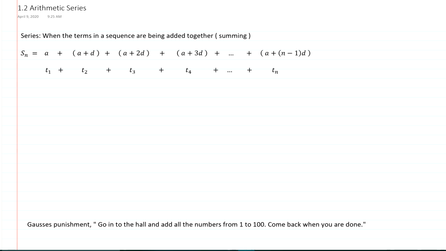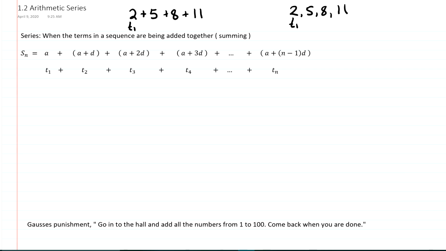So maybe I'll just write up here a pattern: 2 plus 5 plus 8 plus 11. That would differ from a sequence, which would just be 2, 5, 8, 11. But they would be the same, and they're both arithmetic. The difference between each consecutive term is 3 here. They both have 4 terms, and their term numbers would be the same. So term 1 would be 2 here, and term 1 over here would be 2.